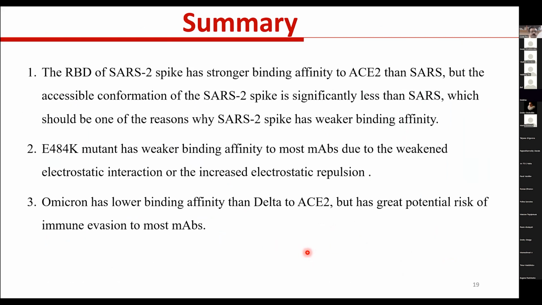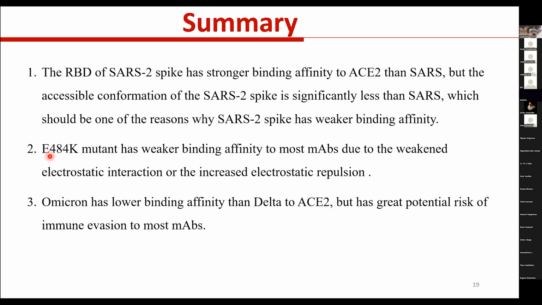So here is a summary. With MD simulation, we found that the RBD of SARS-2 spike has stronger binding affinity to hACE2 than SARS, but the accessible conformation of SARS-2 spike is significantly less than SARS, which should be one of the reasons why SARS spike has weaker binding affinity to hACE2.